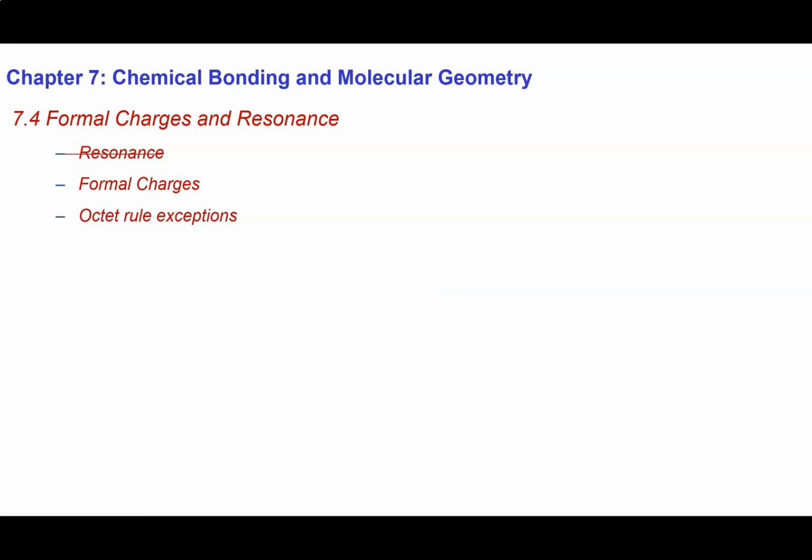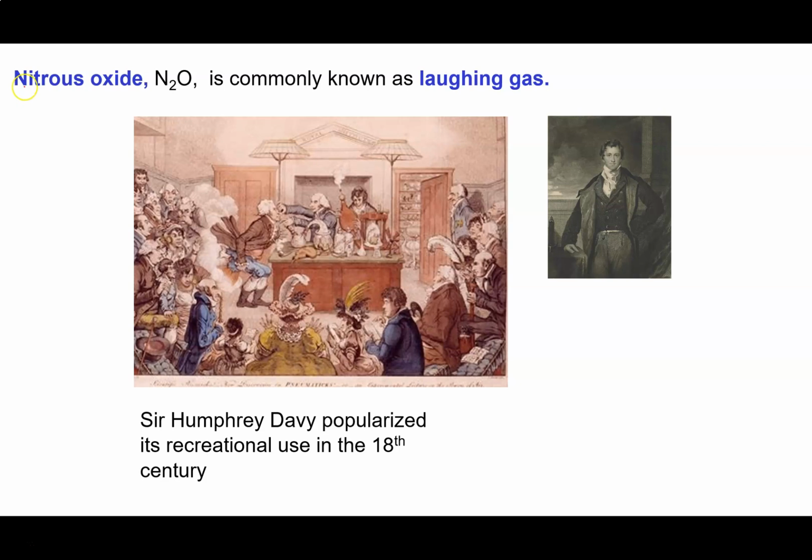So what we've seen so far is that sometimes we can have multiple correct but equivalent Lewis structures. Occasionally we'll be able to draw multiple correct but non-equivalent Lewis structures. When that's the case, we'll use the concept of formal charges to decide which of those non-equivalent Lewis structures is the best one and probably the best approximation of what the actual molecule looks like. So we're going to illustrate this by working through the example of nitrous oxide.